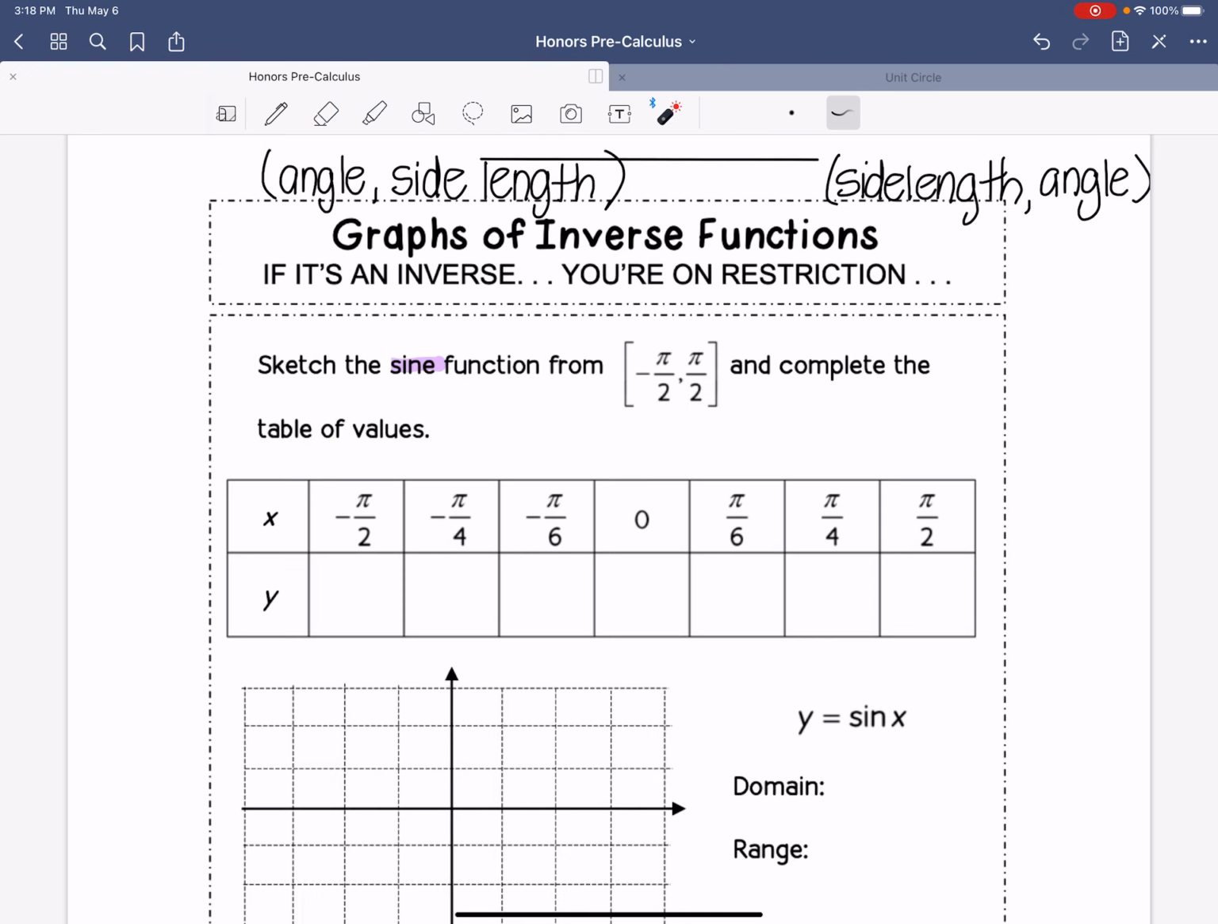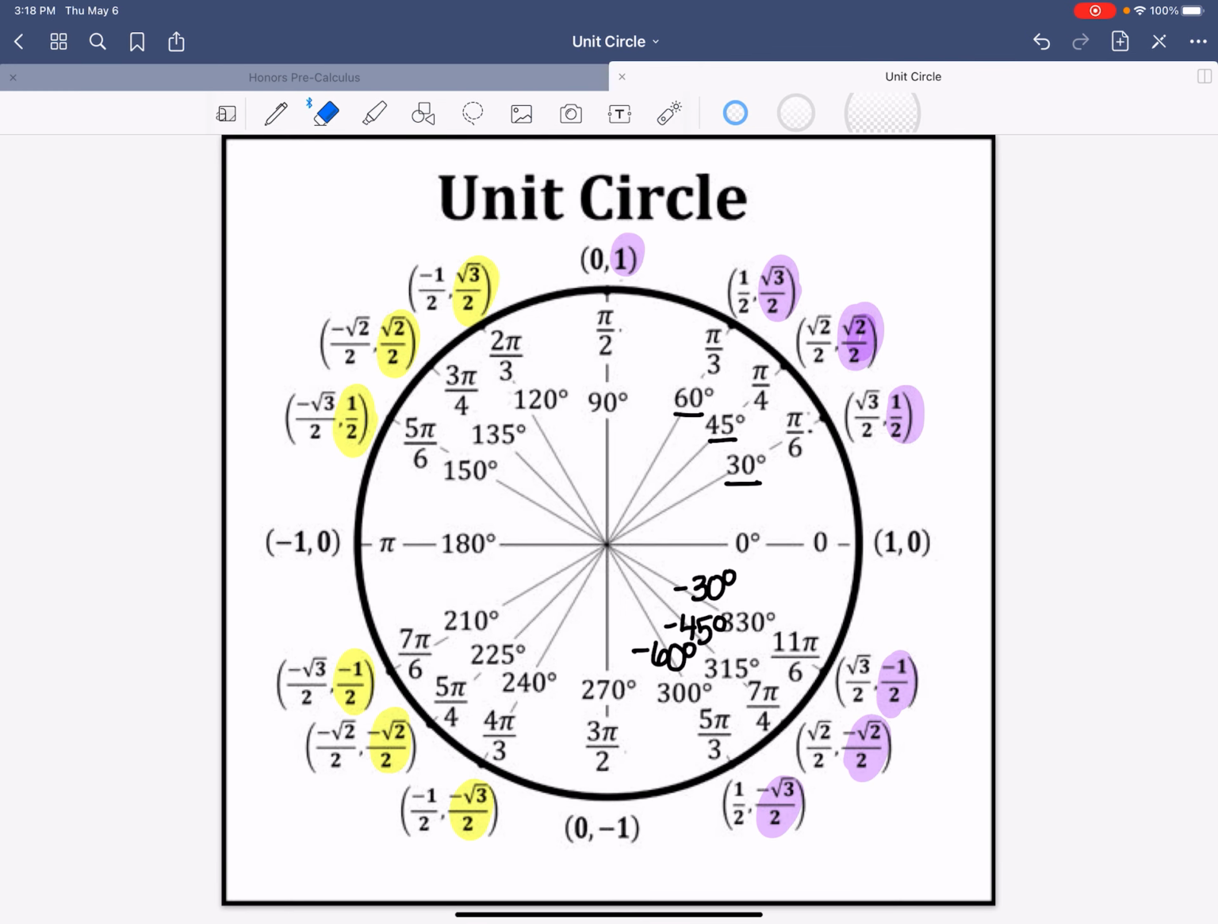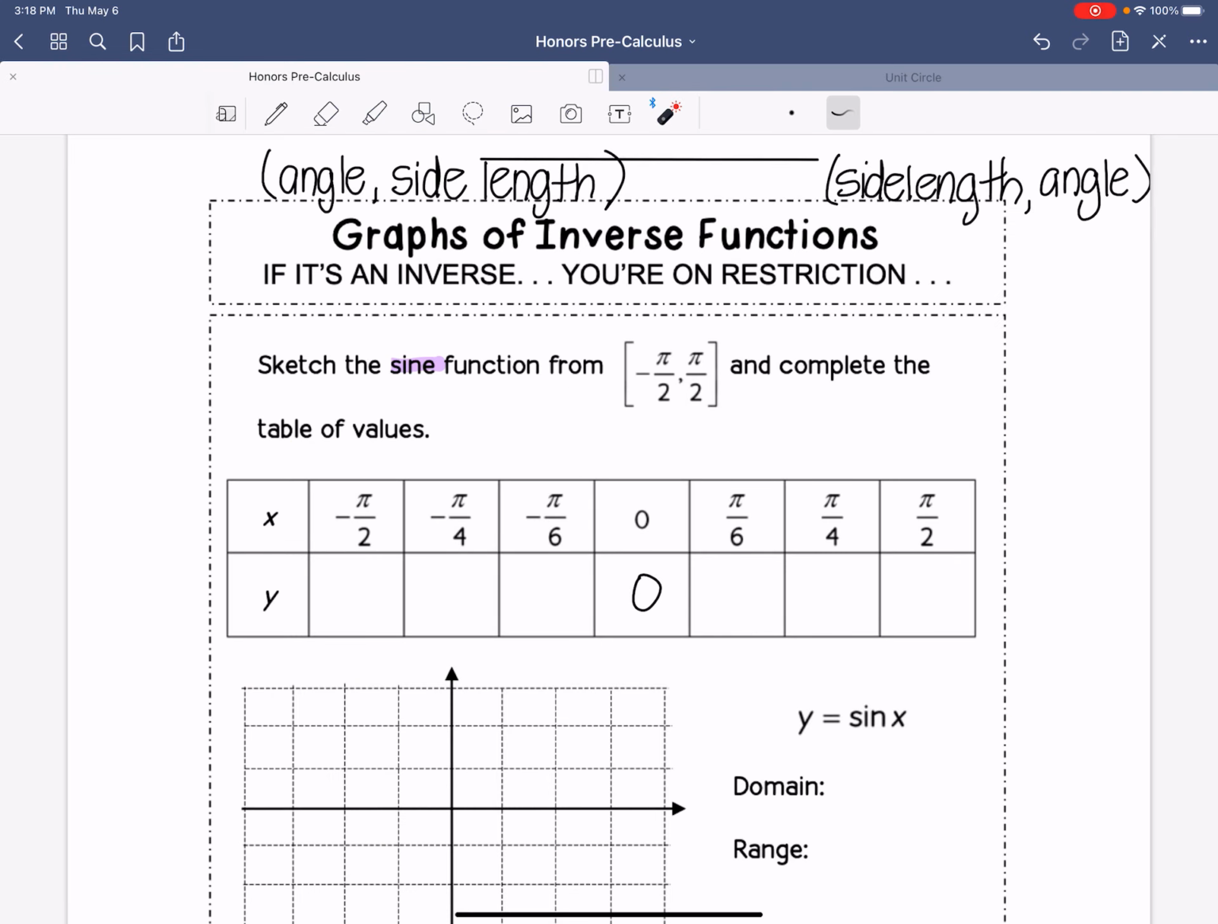And then at pi over 6, we have 1/2, then we have the square root of 2 over 2, and so forth and so on. So if I continued to fill this out, at pi over 6 we had 1/2 for sine. Again, remember, sine is your y values on your unit circle. Pi over 4 is going to be the square root of 2 over 2. And then pi over 2 is going to be 1 because that's 90 degrees. So this is 30 degrees, 45 degrees, and 90 degrees. Yes, we skipped 60, and that's okay.